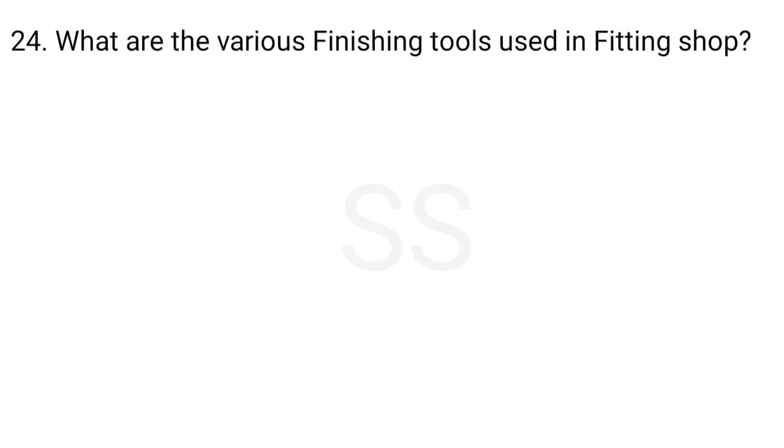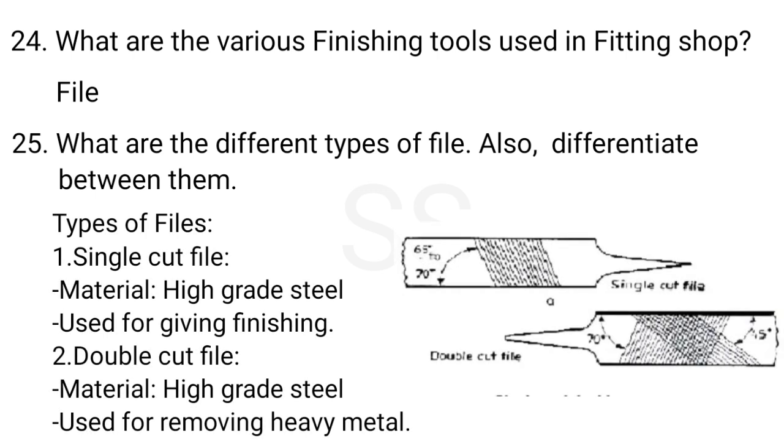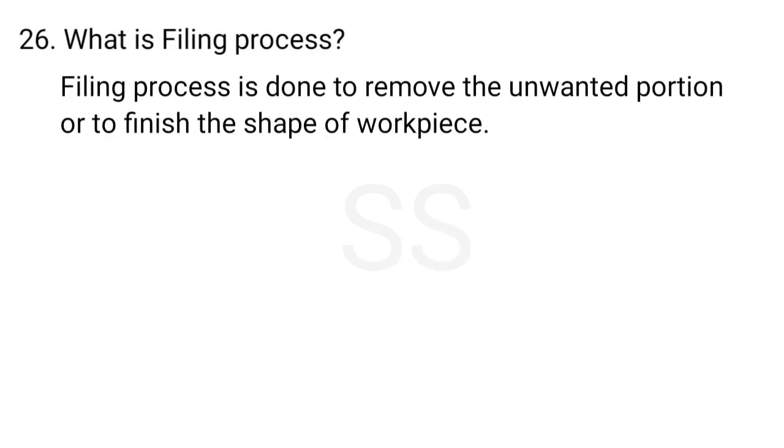What are the various finishing tools used in fitting shop? A file is used as a finishing tool in fitting shop. What are the different types of files? Also differentiate between them. There are two types of file. One is single cut file and other is double cut file. Single cut file is used for giving finishing to the workpiece, while double cut file is used for removing heavy material from the workpiece. Both the files are made up of high-grade steel. What is filing process? Filing is done to remove the unwanted portion or to finish the shape of workpiece.